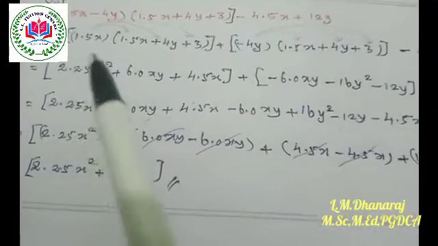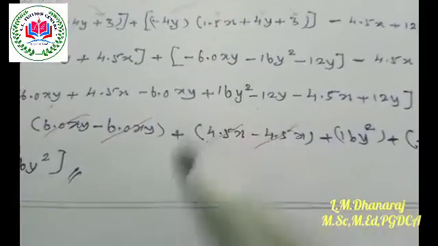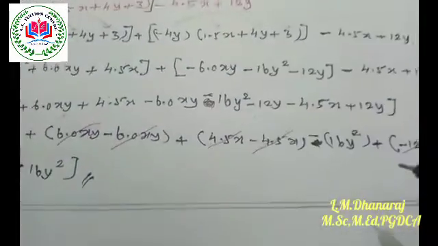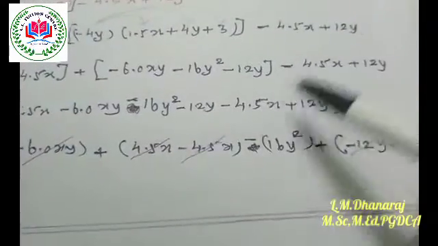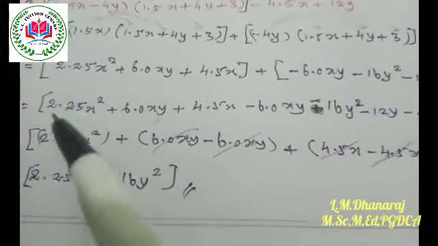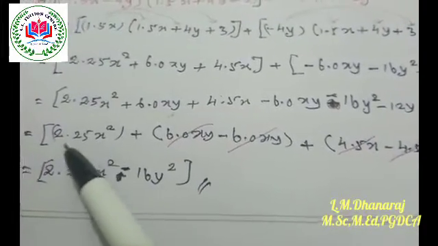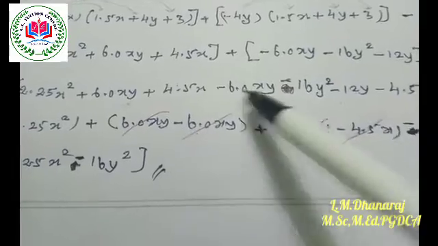Now we have to simplify, that is 2.25x square plus 6.0xy plus 4.5x, this is minus 6.0xy, minus 16y square, then this is minus 12y, and this is minus 4.5x, and this is plus 12y. Now the next step is, there is only one x square term, so 2.25x square, plus there are two xy terms, plus 6.0xy minus 6.0xy, so these two can be cancelled.